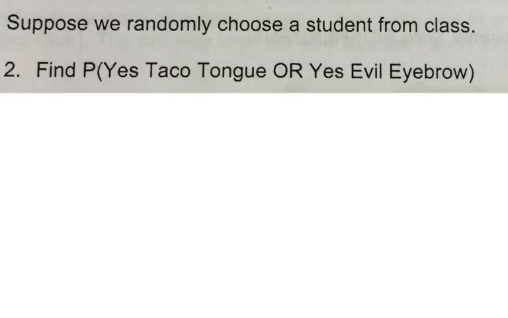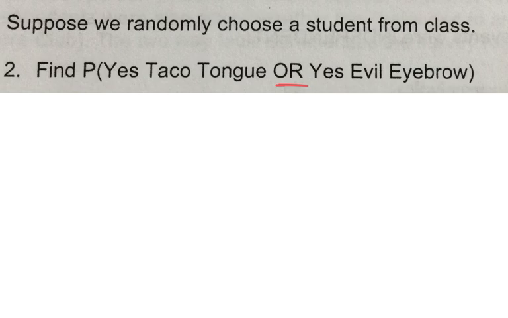So here, our first question that we're talking about today is bringing up that or statement again. The probability that they said yes, they could taco tongue, or they said yes, they could evil eyebrow. Because there's an or statement, that means I need to subtract the overlap. So this was y'all's table. Let's don't forget to total it. Okay, so let's do the totals. The total for yes taco tongue was 14. The total for no taco tongue was 3. The totals for yes evil eyebrow was 12. No evil eyebrow was 5. So those both total to be 17.